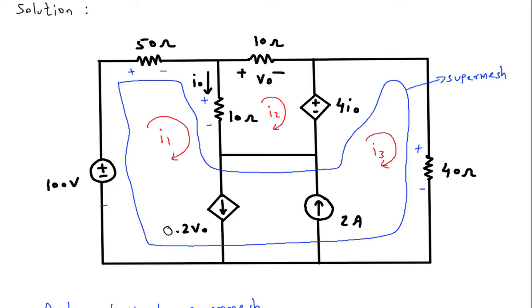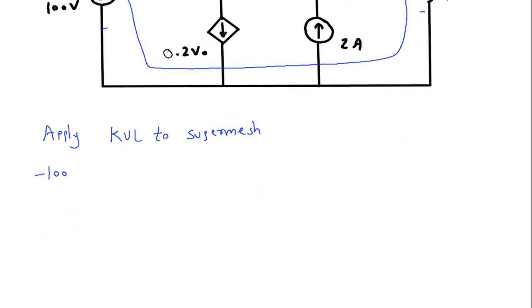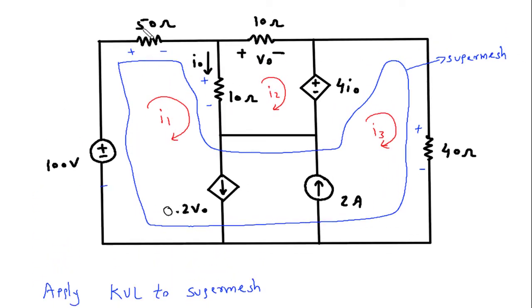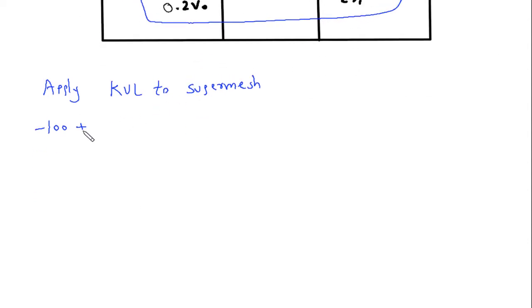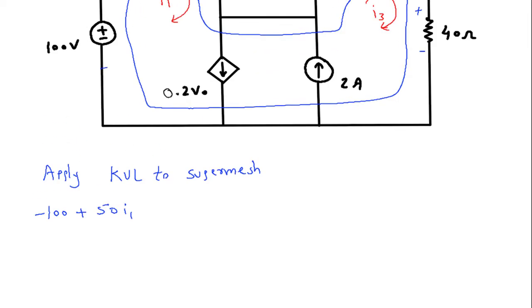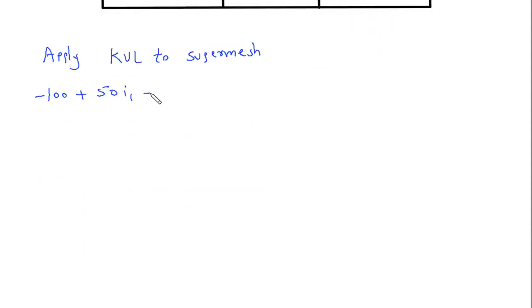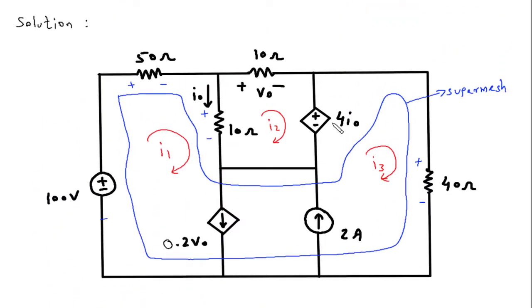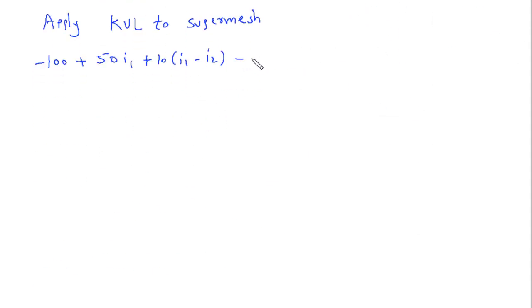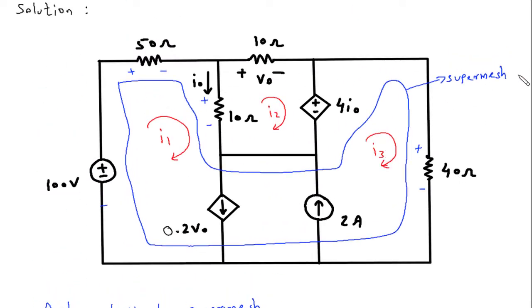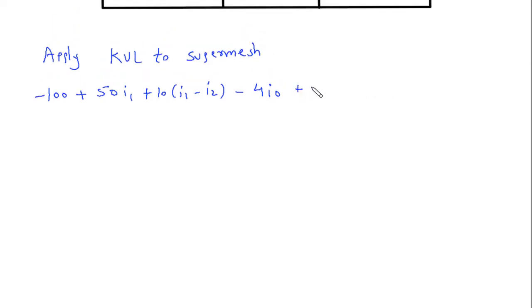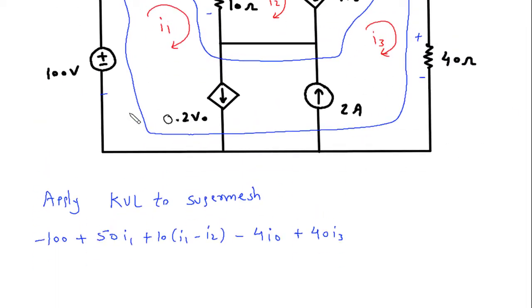So this will be minus 100 plus 50 I1 plus 10 (I1 minus I2) minus 4 IO minus 4 IO plus 40 I3 is equal to 0.